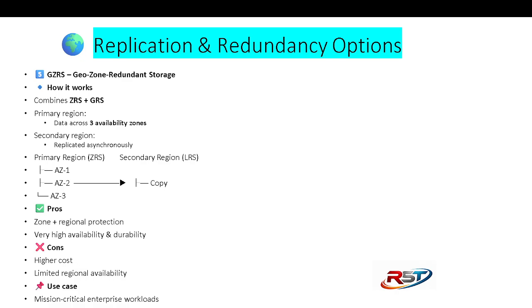And the pros, zone plus regional protection. Even zone fails also, region fails also, there is a protection. Very high availability and durability. Cons, high cost, limited regional availability. So this is available in some regions only, not all regions. Use case mission critical enterprise workloads. Any mission critical enterprise workloads we use GZRS.